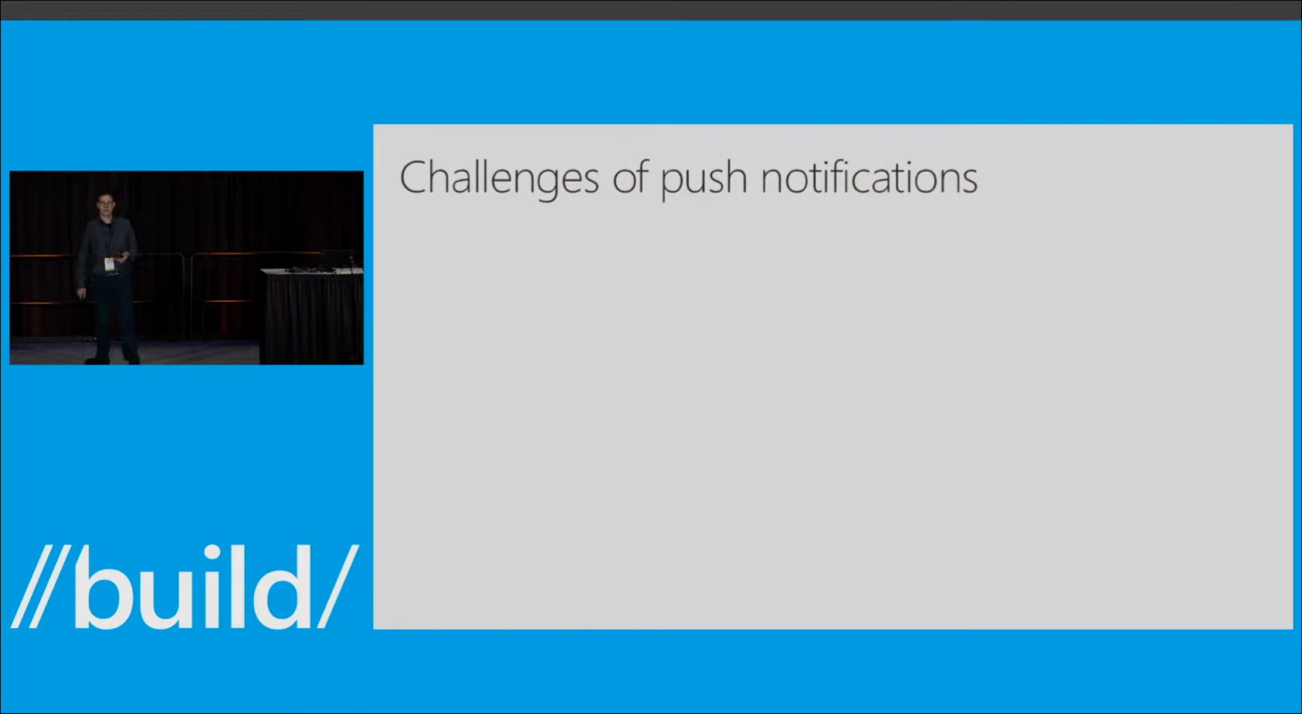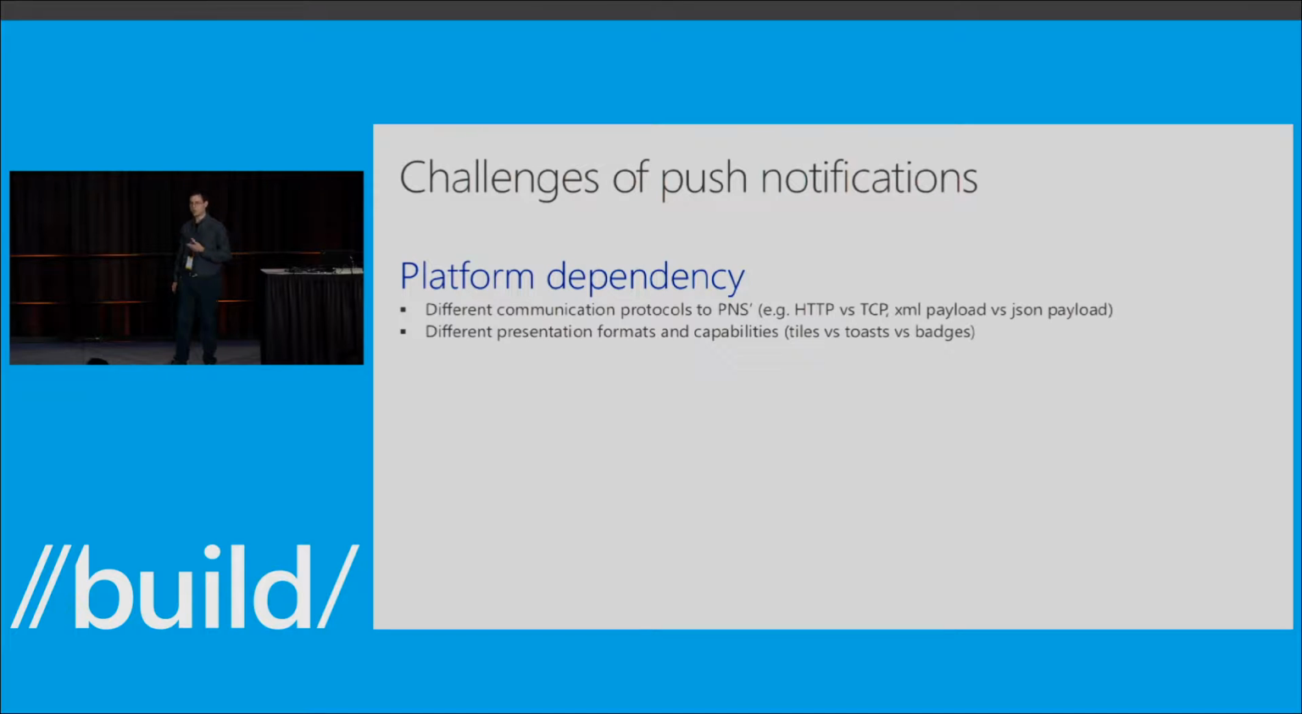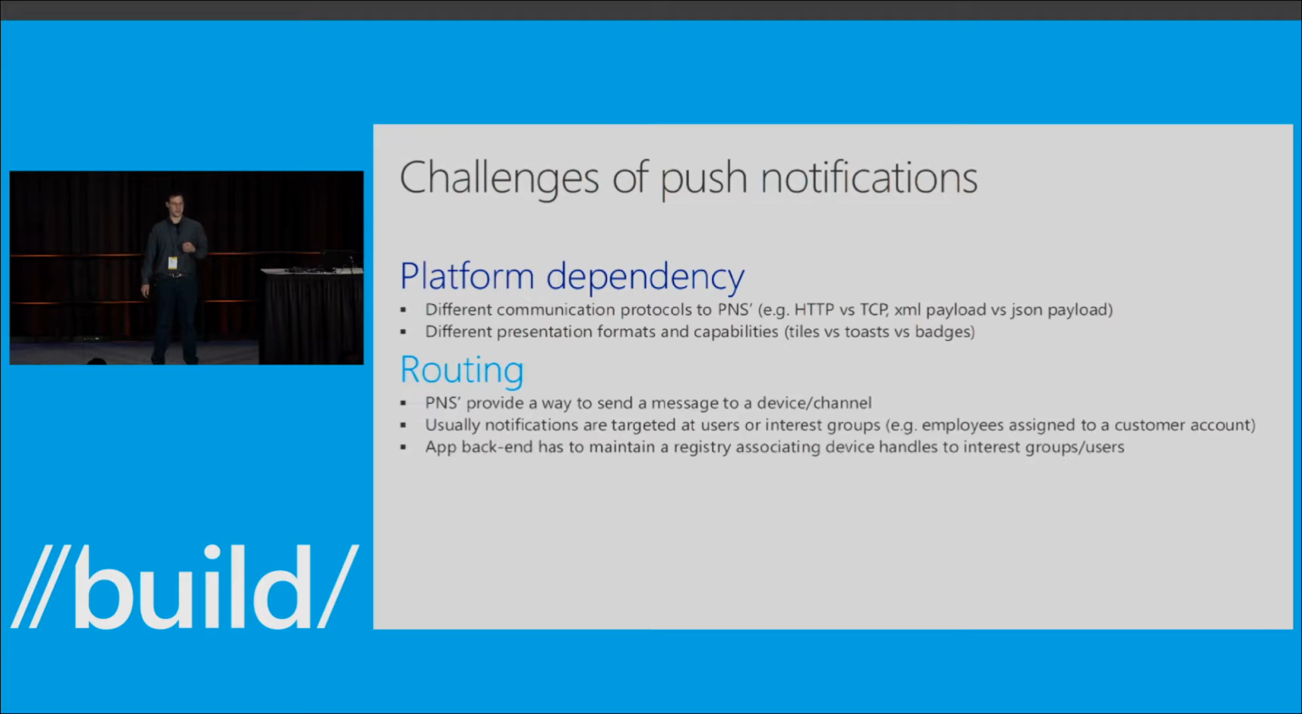Of course, the challenges that come from this life cycle are multiple. The first one is of course platform dependency. If you have a multi-platform app, which is very, very common, you have to handle multiple platform notification services. Your big registry now maintains multiple kinds of handles, each one with its own life cycle. And also when you send a notification, the kind of payloads and the protocols are different.